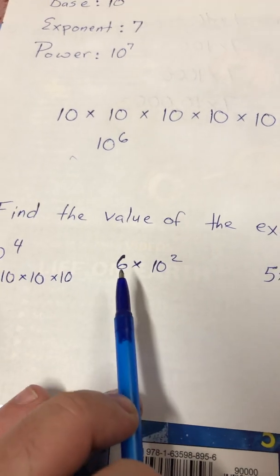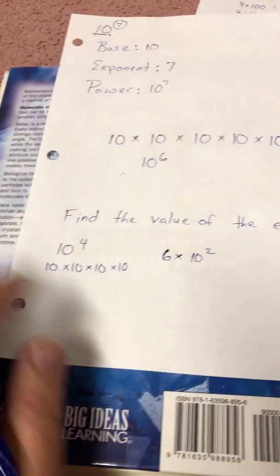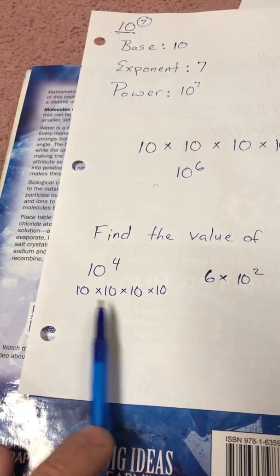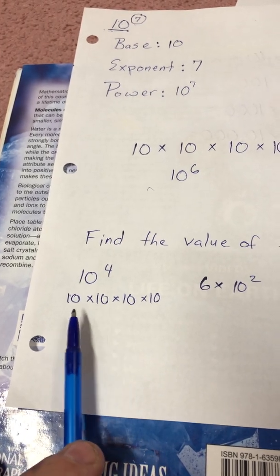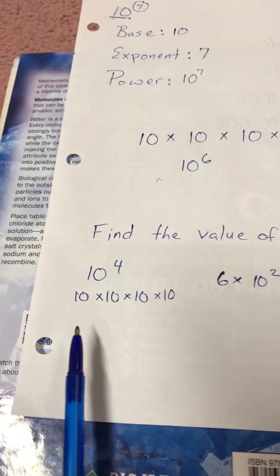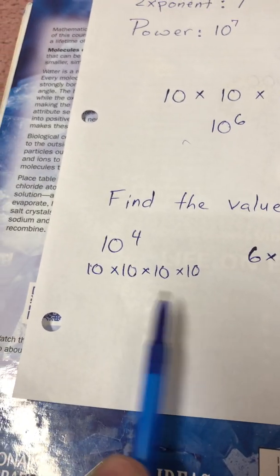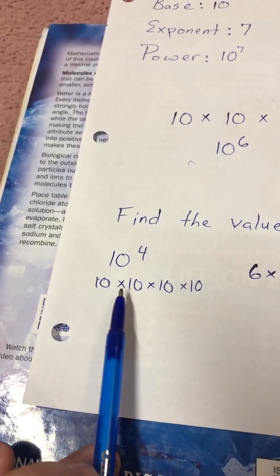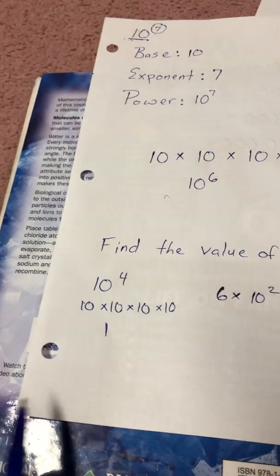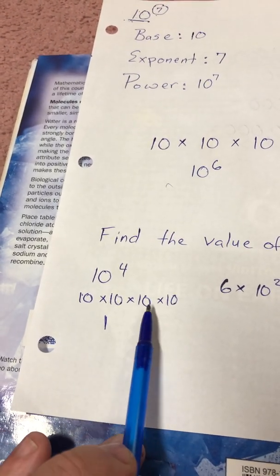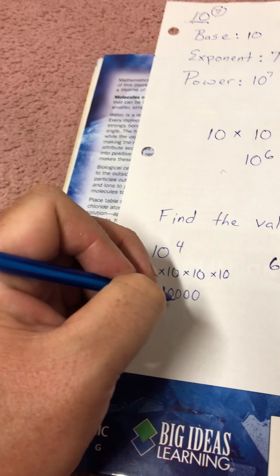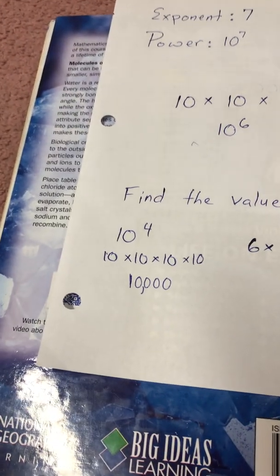Now, it's telling me here to find the value of the expression. So when I just write the multiplication problem, I can't really just leave it at that. I have to find the value. So in other previous lessons, we've talked about our zeros trick. So I can just think 1 times 1 times 1 times 1, which is 1. And then I'm going to add the 4 zeros, 1, 2, 3, 4. So I'm going to add 4 zeros, 10,000.